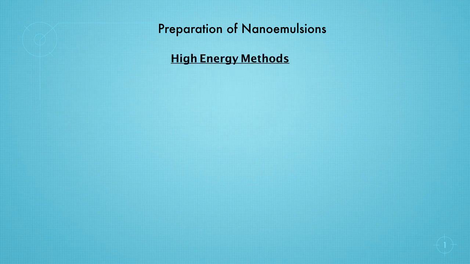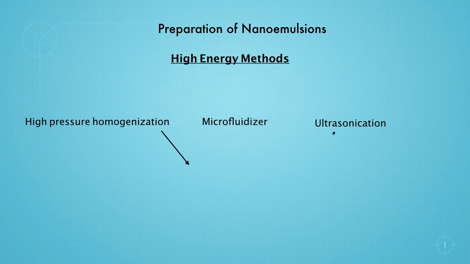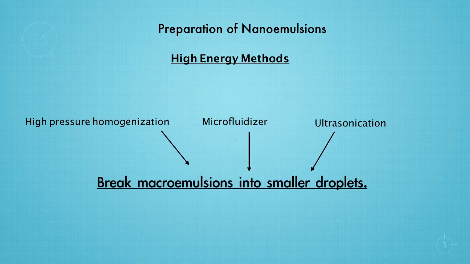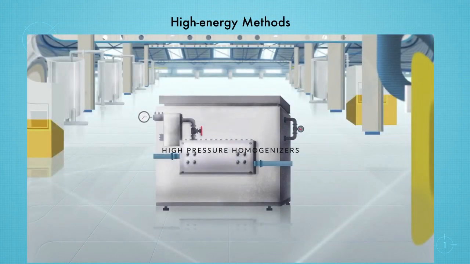So now let's discuss the high energy method. There are three main techniques we can use. One is called high pressure homogenization, the second is a microfluidizer, and the third is ultrasonication. All three basically work on the same principle, which is breaking down macroemulsion into smaller droplets. So now I will present a video which explains the formation of nanoemulsion using high pressure homogenization.